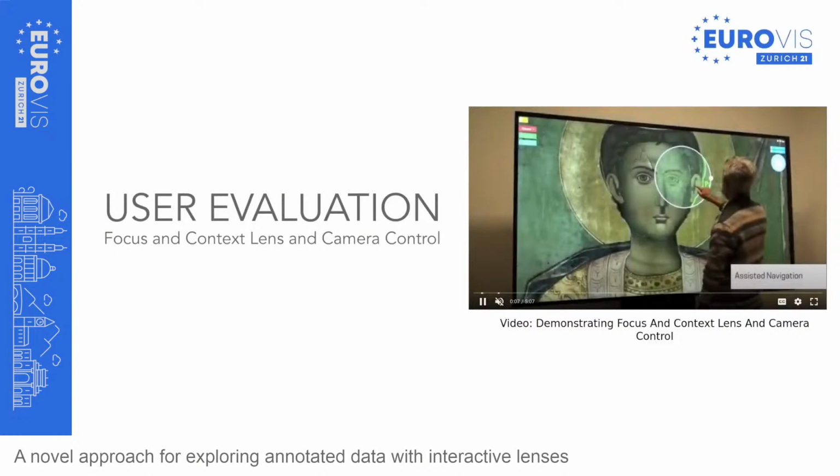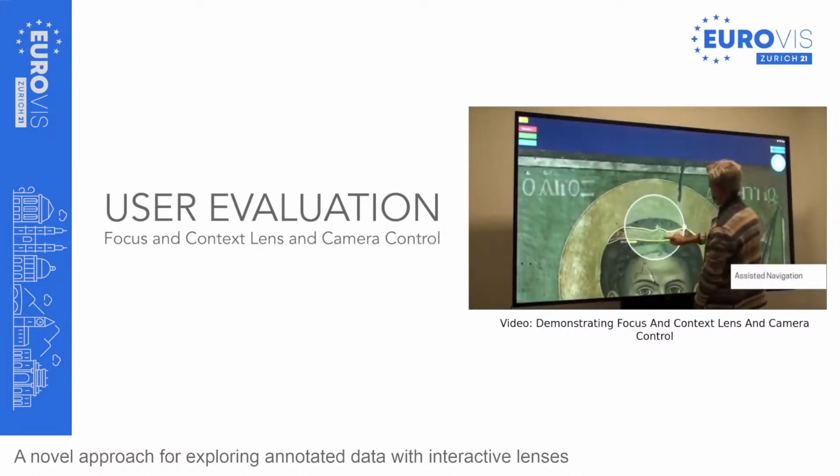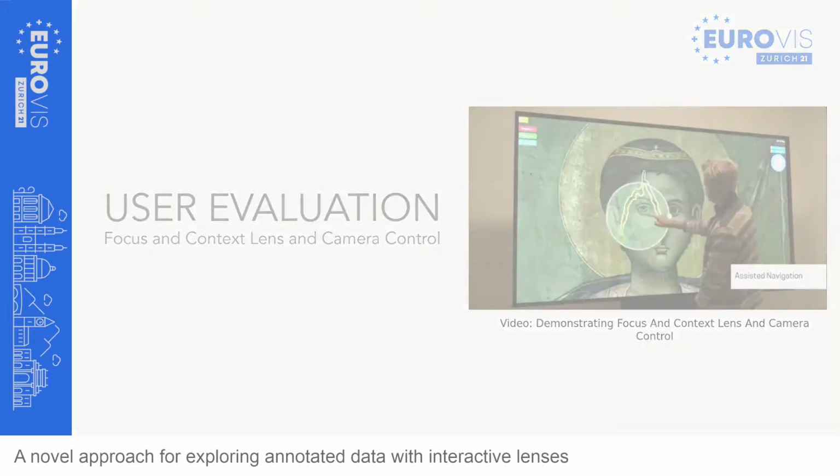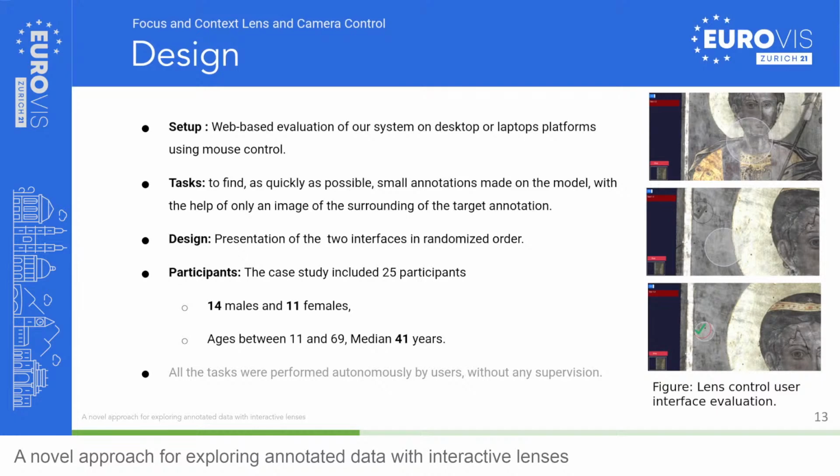We performed a user evaluation for assessing whether the proposed joint controller provides advantages with respect to the classic controller separating camera and lens motion. All our tests were performed in a web-based setup. People were asked to place, as quickly as possible, their lens over a target lens at the proper position and scale after seeing an image of the surrounding of the target. The tests were repeated, presenting the two interface versions in randomized order.